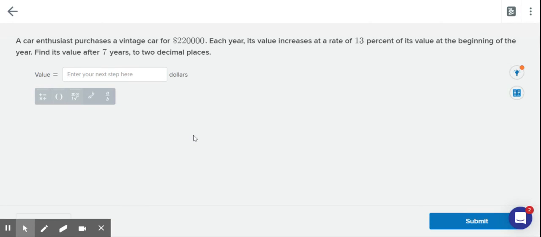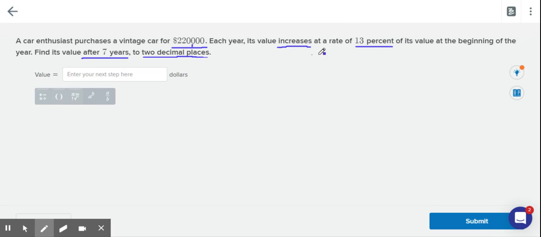Number 9, we have a word problem. A car enthusiast purchases a vintage car for $220,000. Each year, the value increases at a rate of 13% of its value at the beginning of the year. And we're finding its value after 7 years to 2 decimal places.